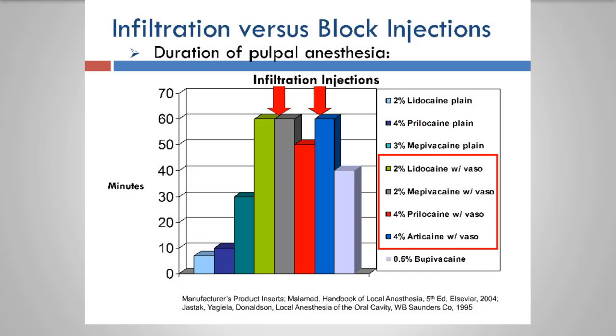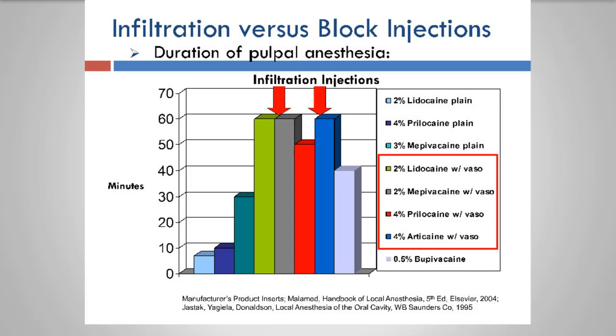So here's a graph. This is for infiltration injections. You'll notice the time scale on the left there goes up to 70 minutes. And we can see in the center here the big four anesthetics. We've got lidocaine, bupivacaine, prilocaine, and articaine. All of these are pretty equal. Given as an infiltration, they'll give us about 60 minutes of pulpal anesthesia. And I want to stress this is pulpal anesthesia. Soft tissue anesthesia will be longer. But for pulpal anesthesia, about an hour.